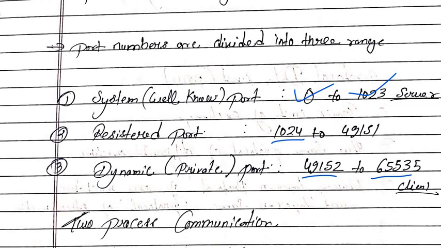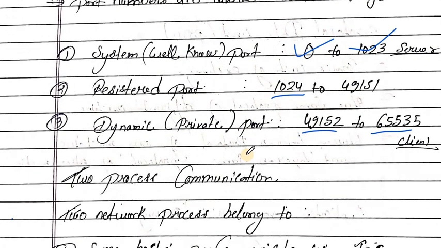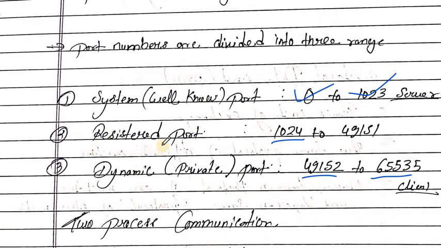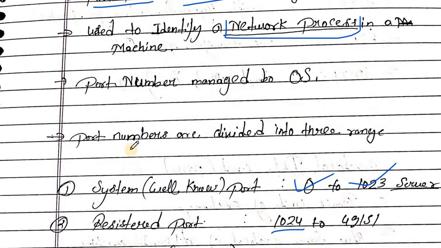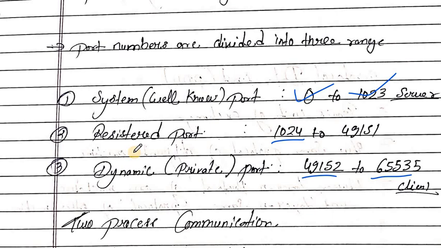a communication process. So 0 to 1023 are used by server processes. These types of ports are used by the servers, these are registered ports, and these are dynamic ports. We will discuss port numbers in further detail. This is a brief class. I already told you that this is a brief intro class, not a full class.